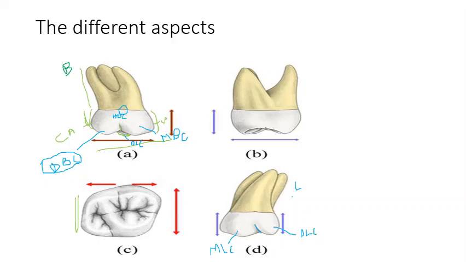This is a distolingual groove on the lingual side, and there is no cusp of Carabelli present. No cusp of Carabelli is present on the lingual aspect of this maxillary second molar.